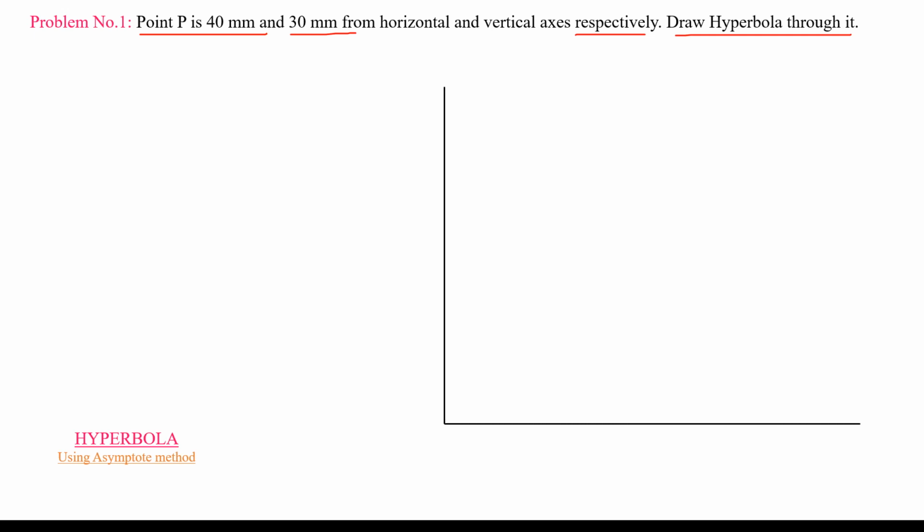So this is the x asymptote. The point is 40 mm from the horizontal. I have marked the 40 mm and 30 mm from the vertical asymptote or axis. This is the position of the point. Now you have to draw a hyperbola through this point.